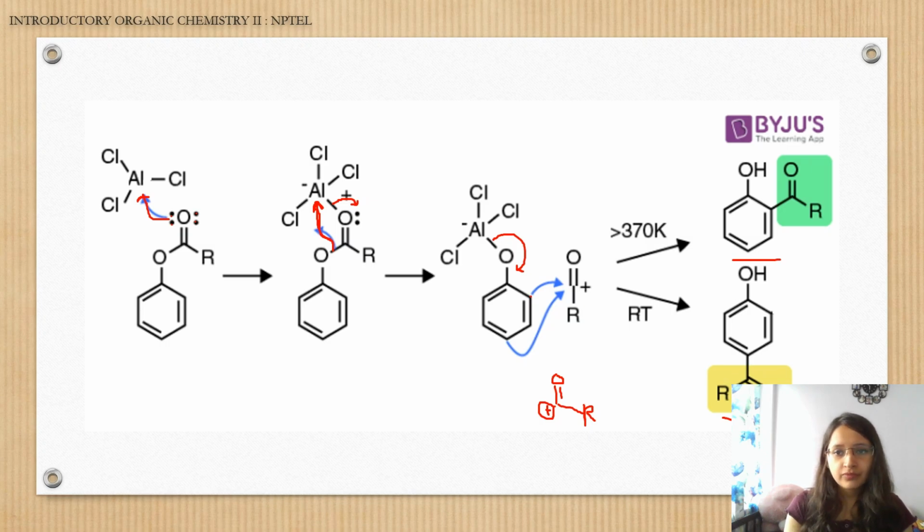Just tell me, is this much clear to all of you, or do I have to repeat? Then we will see which one is major and which one is minor. Just tell me, is the two product formation clear, this Fries rearrangement?